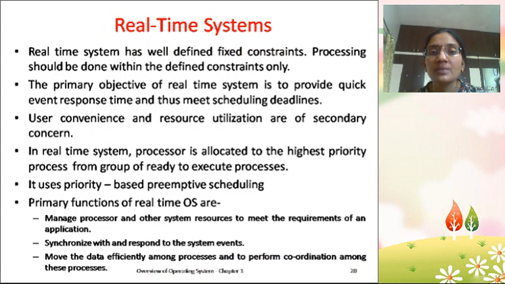Real-time system. These are a special type of system. Real-time systems have a well-defined fixed constraint. Processing should be done within the defined constraints only. The primary objective of the real-time system is to provide quick event response time and thus meet scheduling deadlines. User convenience and resource utilization are of secondary concern in real-time systems. In a real-time system, the processor is allocated to the highest priority process from the group of ready-to-execute processes. It uses priority-based preemptive scheduling.